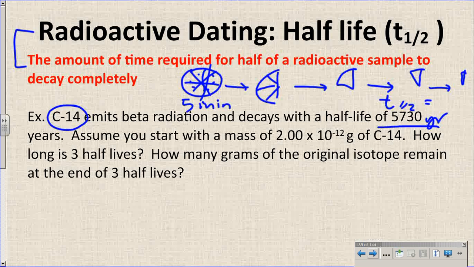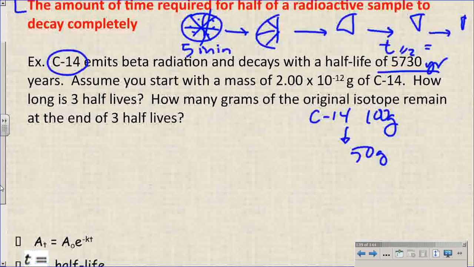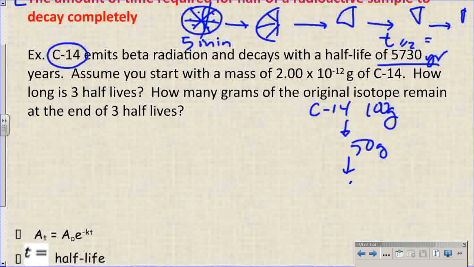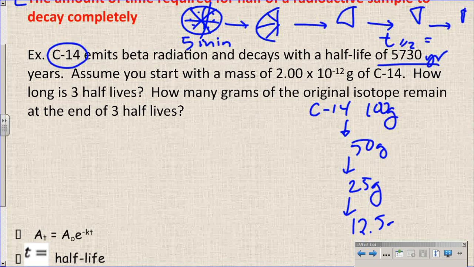If I said, and this is not an example, I had carbon-14 and I had 100 grams of it, in 5,730 years, how much would I have left? 50. And another 5,700 and some years, I would have 25 grams, right? And another, how much would I have? 12.5 grams. And another half-life, how much would I have? 6.25 grams. And you can see it gets smaller and smaller.